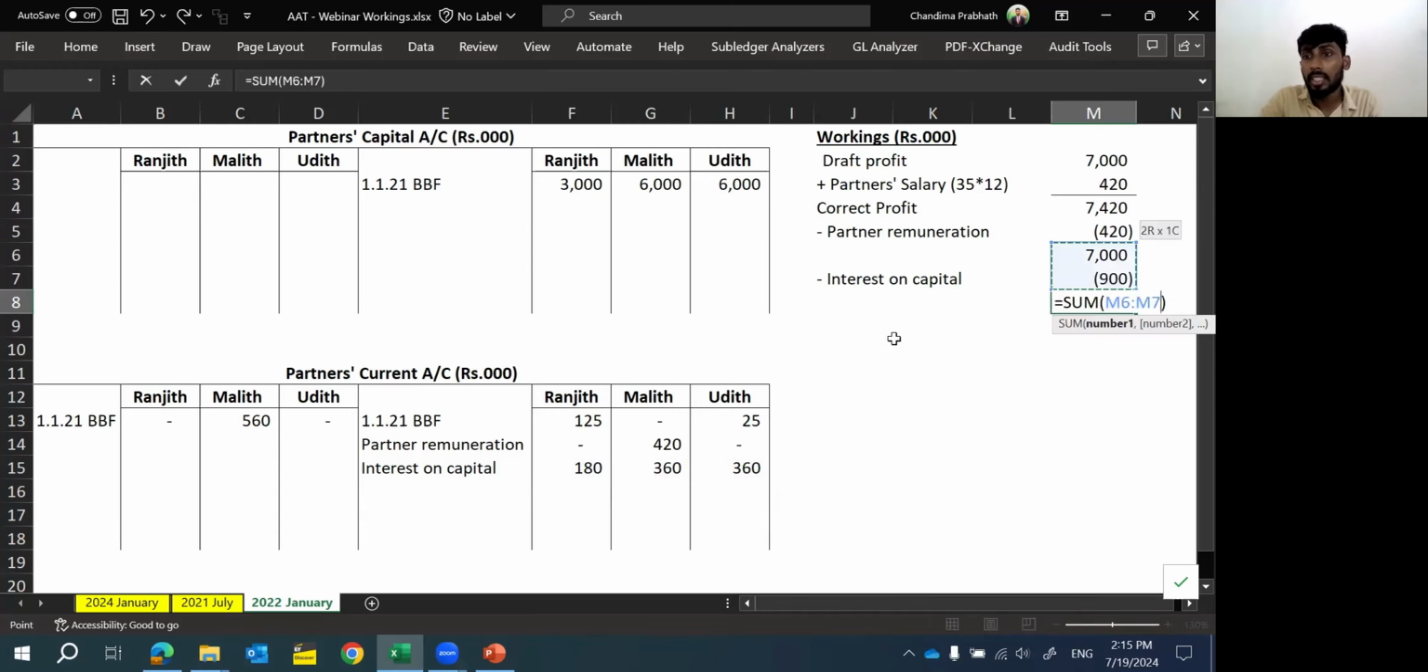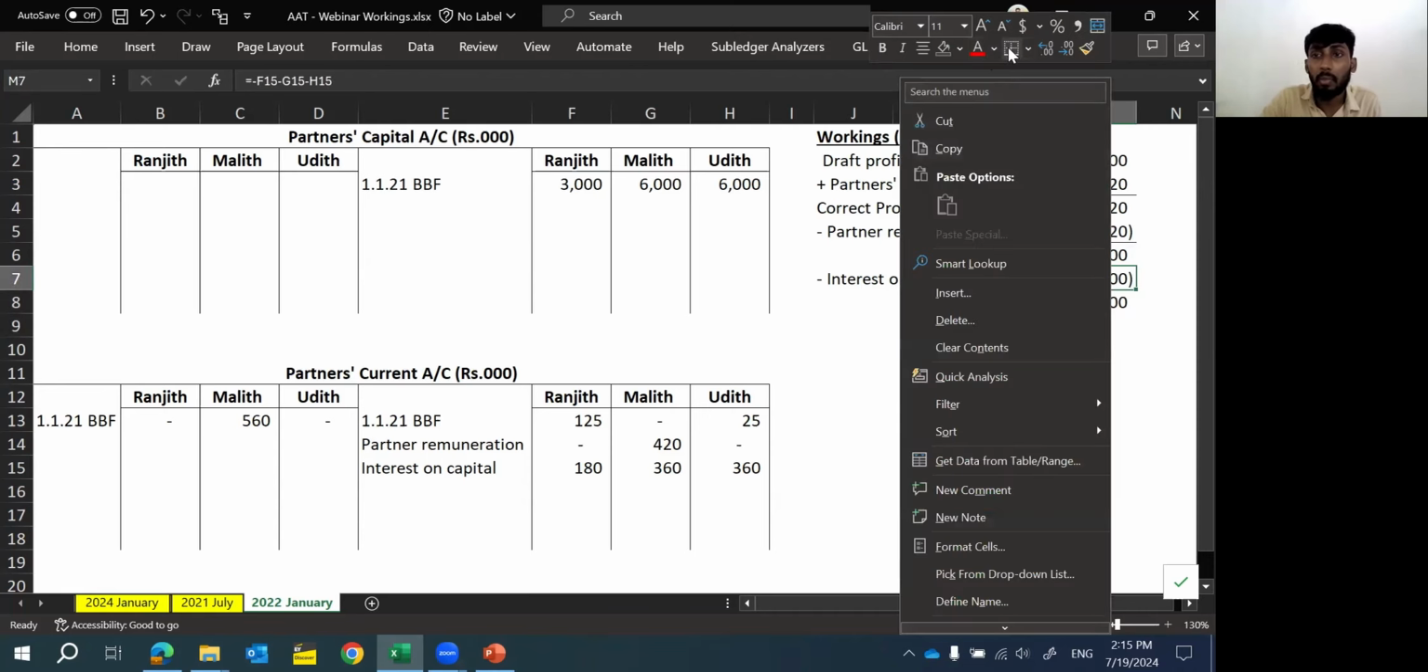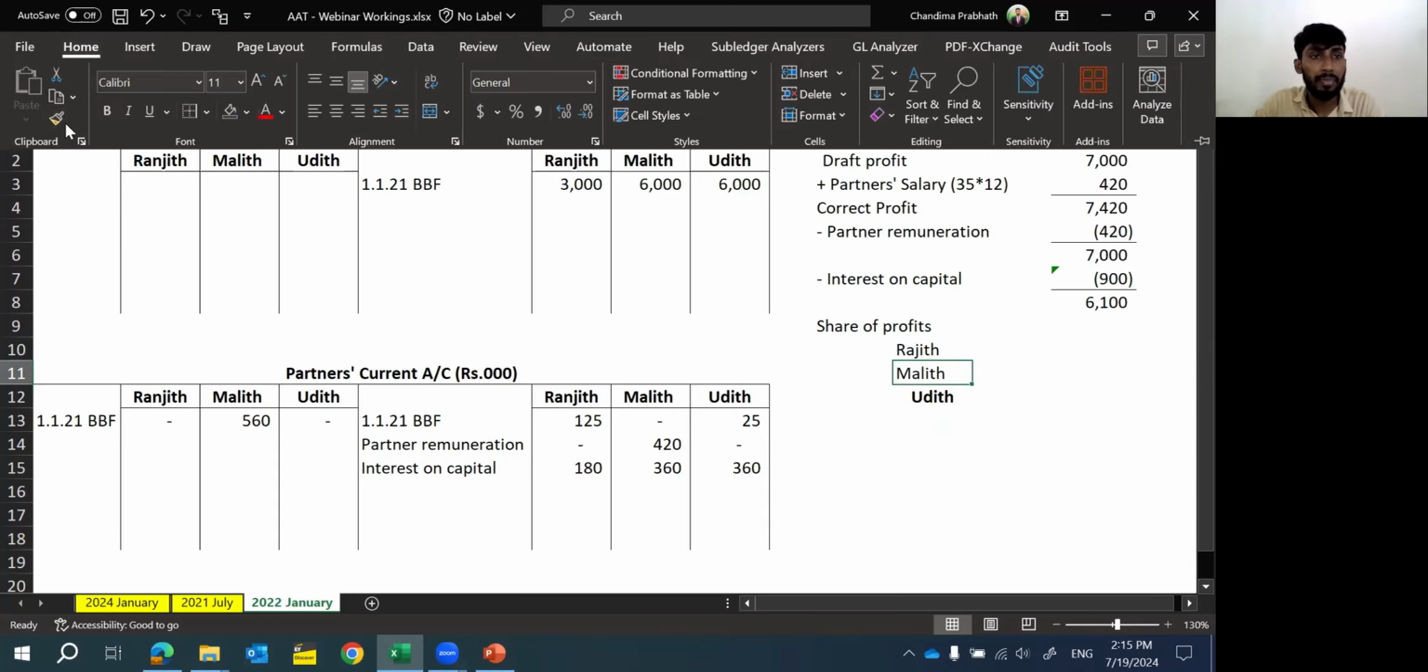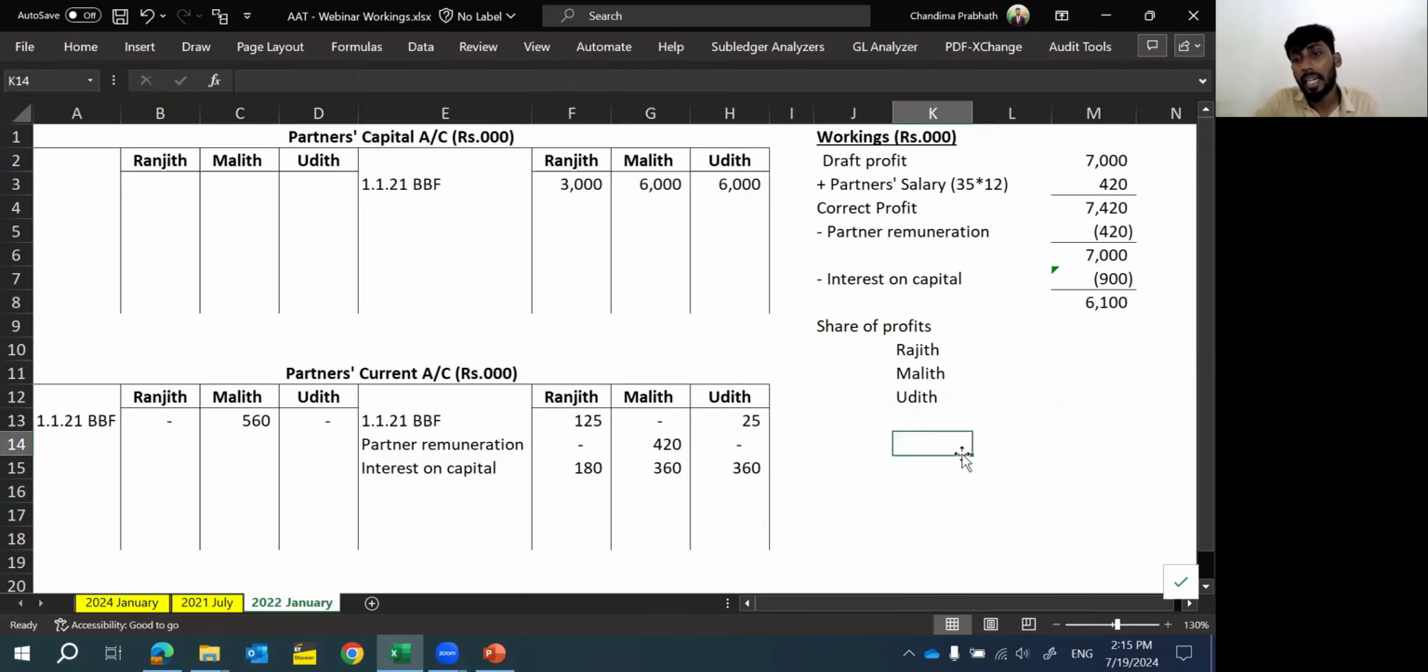Therefore, my dear students, we have 6,100 rupees to distribute as share of profits. Now you know how to distribute the share of profits among Rajit, Malik, and Udit. How to distribute with them? Based on their profit sharing ratio.